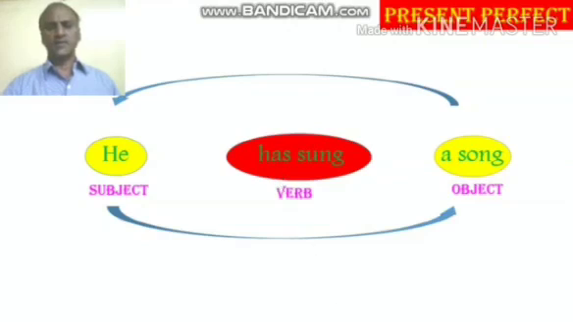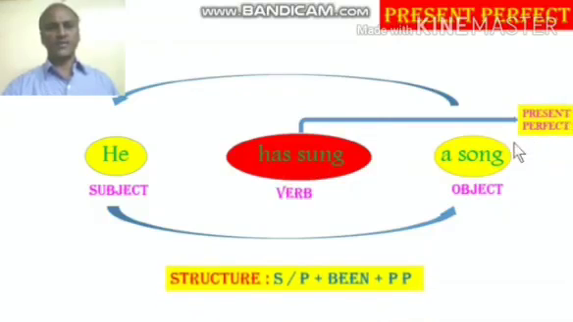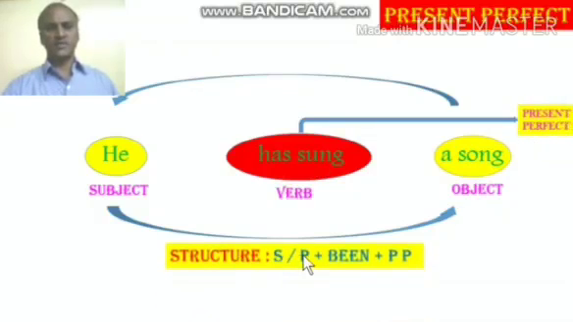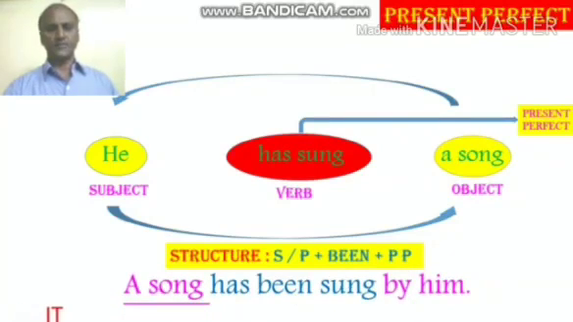Then the third step is to identify the verb, what type of verb it is. Has sung is in present perfect form. So when that is the case, what is the structure? Singular/plural plus been plus past participle. Now what should be the answer in the passive form? A song has been sung by him.